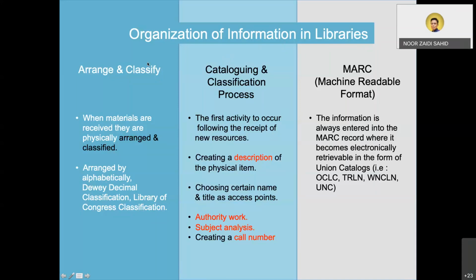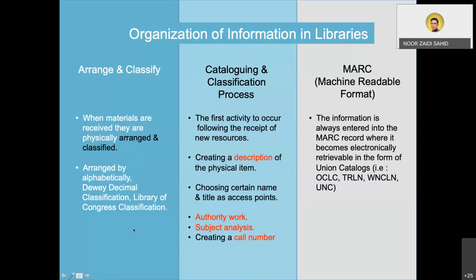Kalau orang tanya, ada soalan. The purpose of cataloging is to create a description of that particular collection or particular books. So kita describe apa? Kita describe the physical item. Using standards as well. So apa standardnya? Currently kita gunakan AACR, Anglo-American Cataloging Rules, but nowadays for Malaysia we shifted to RDA, RDA standard.